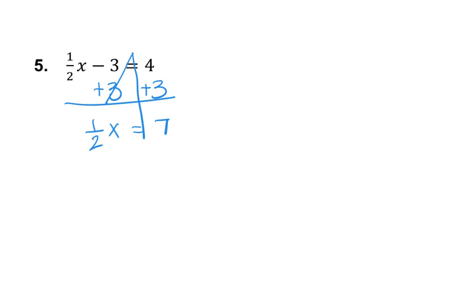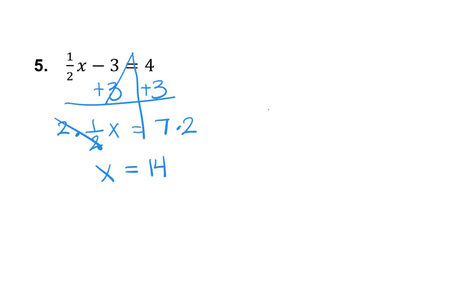All right, so there's a couple of different ways you could solve the rest of this. So the 1/2 is multiplying the x. And remember, to undo multiplication, we divide. And dividing by a fraction is the same thing as multiplying by its reciprocal. So I could multiply by 2 on both sides. That cancels out that. And x would then be equal to 14.